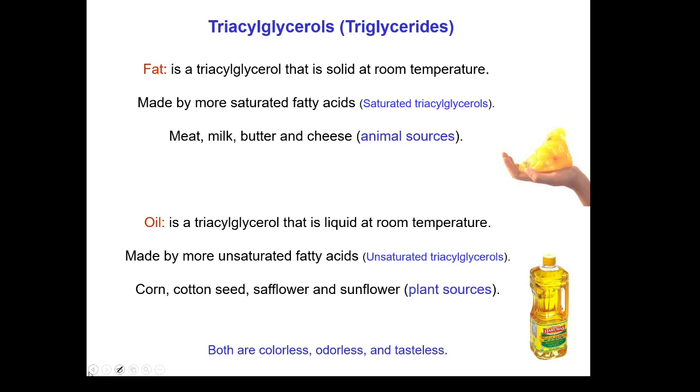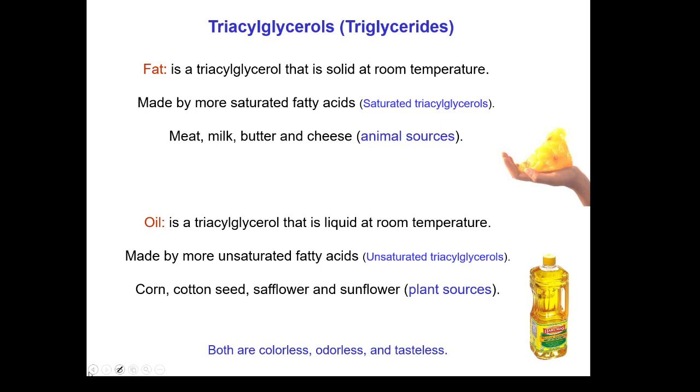Made by more saturated fats: meat, milk, butter, and cheese. All animal sources are going to give you your fats. Again, we need those in our bodies. We can produce some of them, but we should be limiting the amount. And by meat, that could be red meat, it could be turkey, chicken, pork, it could be fish.